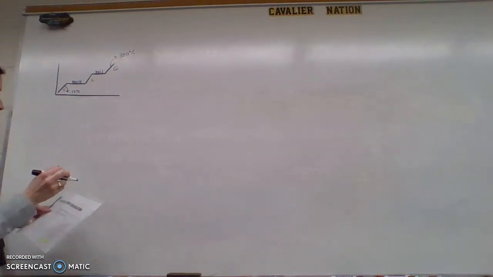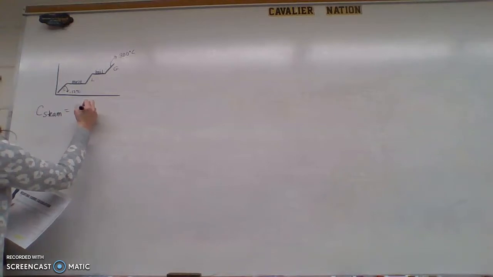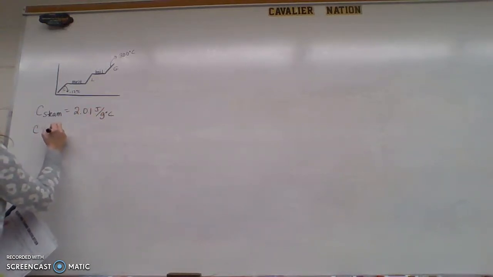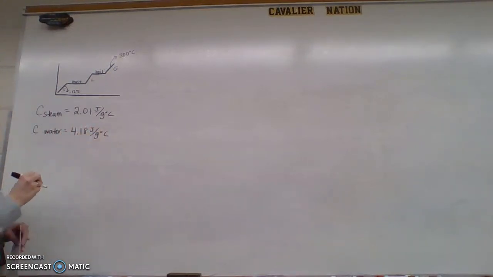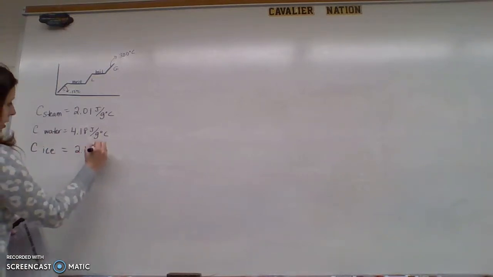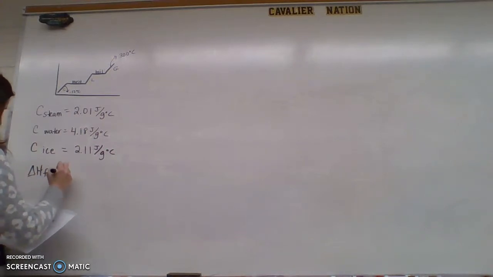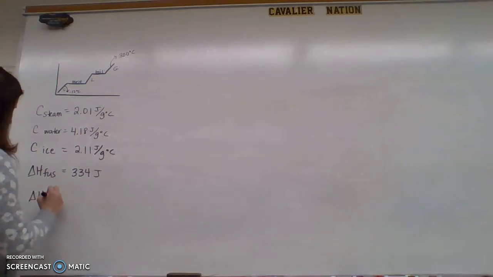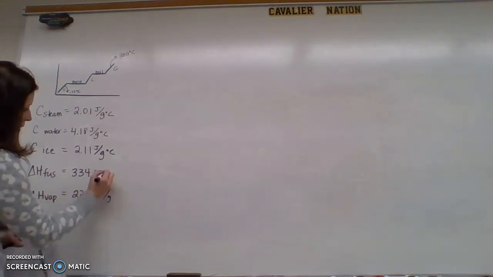Now, there's a couple of things you need to know. You need to know the specific heat of steam is 2.01. You need to know the specific heat of water, which you guys probably know because we've used it so often, is 4.18. You need to know the specific heat of ice is 2.11. You need to know the heat of fusion is 334 joules per gram. And you need to know the heat of vaporization is 2260 joules per gram. There we go.